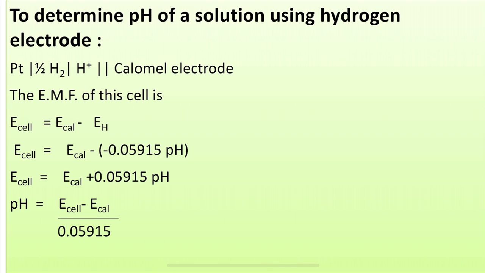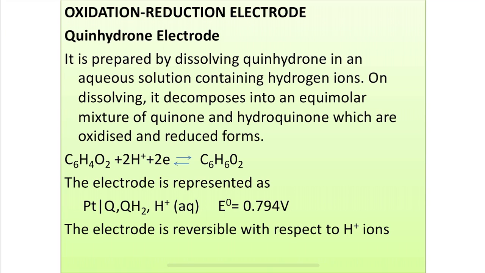That is, if we take pH to the left hand side, the EMF of the cell minus the EMF of the calomel electrode divided by 0.05915 gives us the pH of the solution. So this is how we can use the standard hydrogen electrode to find out the various EMF or reduction potentials of unknown electrodes. I am going to stop here, and in my next class we will understand what is meant by an oxidation reduction electrode.